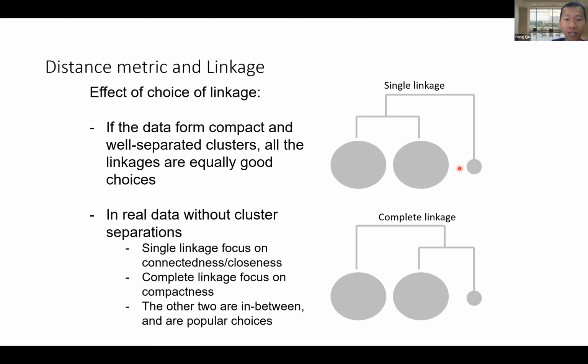But if we go with complete linkage, the distance between these two clusters is from here all the way to here. So this is the distance between these two big clusters. If we compute the complete linkage distance between these two clusters, it is still the diameter from here all the way to here. And in cases where this cluster is small, it's very much possible that these two clusters are first merged, and then this cluster is merged later.